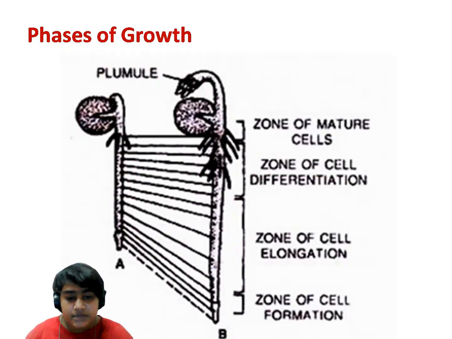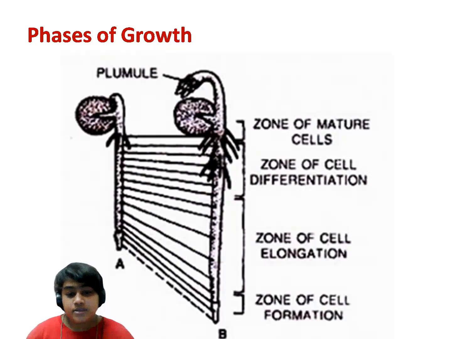Here in the diagram itself, you will realize that this region is much thicker as compared to the zone of cell division. Why? We have studied that in the zone of cell division, the cells only divide, right? But in the zone of cell elongation, the cells are expanding. That is, they are increasing in their size, right?